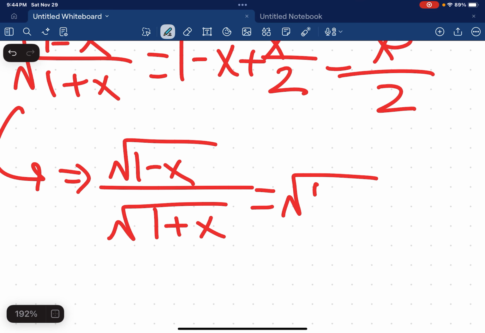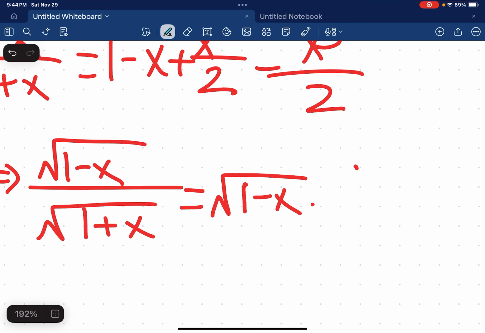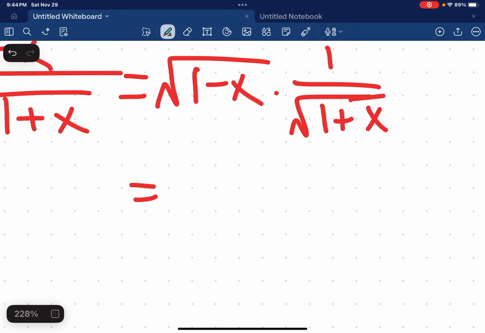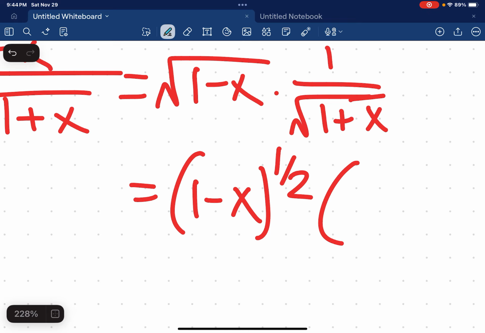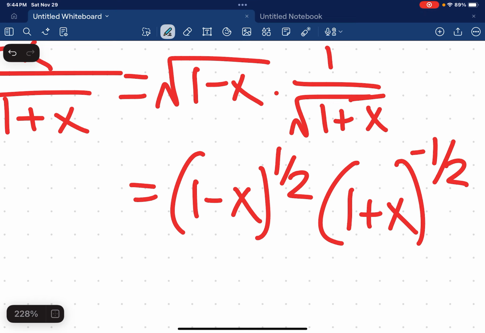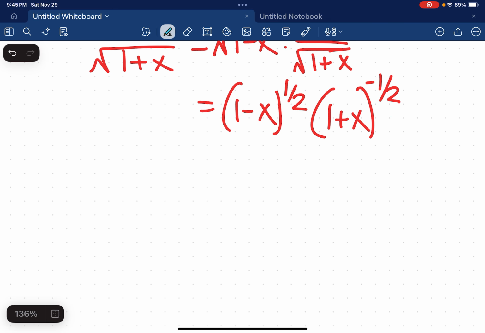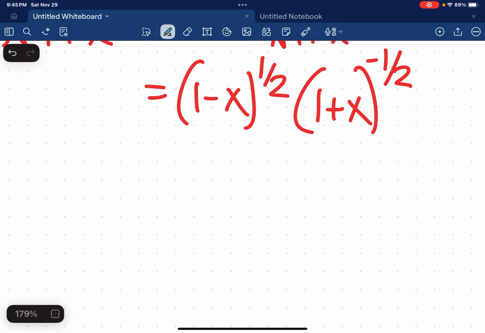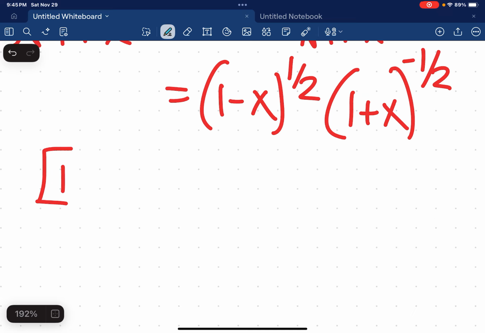which means we can rewrite it like this times 1 divided by square root of 1 plus x, and from there we can create 2 binomial expansions that are going to be equal to 1 minus x to the 1/2 times 1 plus x to the negative 1/2. Okay, this is going to be long, so stay with me. Let's first start with our left-hand binomial. So we'll have a bracket over here, 1.